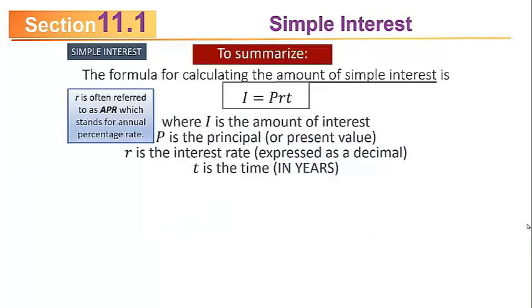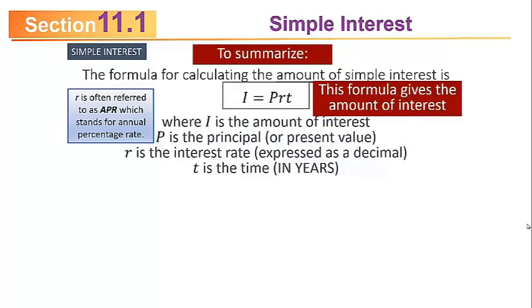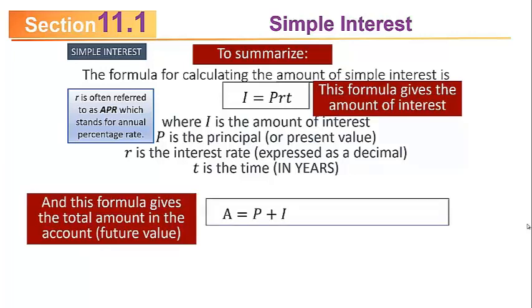Now, just to summarize, I put the formula back up here again. The formula for calculating the amount of simple interest is capital I equals capital PRT, where I, P, R, and T are as defined earlier. That's the amount of interest. If I want to know how much is actually in the account, I'm going to call that capital A. The future value is capital A. It's simply the principal plus the interest. We've already talked about that.